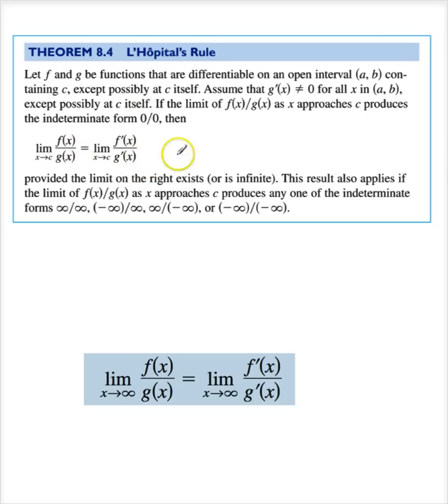So, provided the limits exist, or they might even be infinite. Now, even if x approaches infinity, we can use this. If c goes to infinity and the limit as x approaches infinity of f over g is infinity over infinity or 0 over 0, then we can look at the ratio of the derivatives.